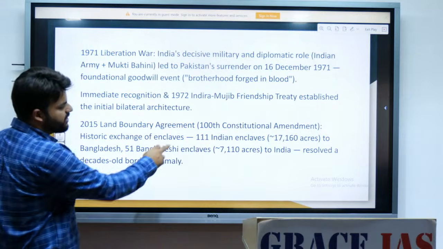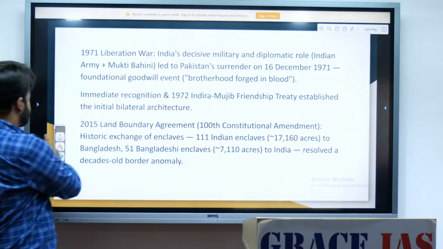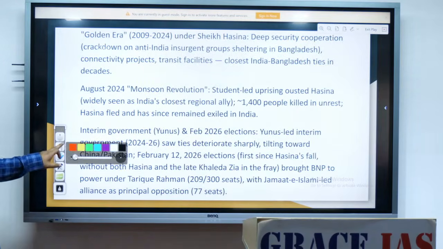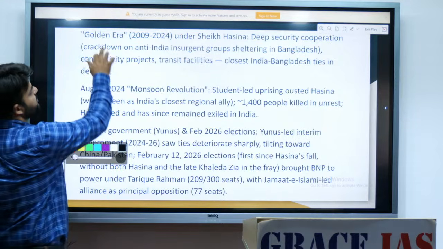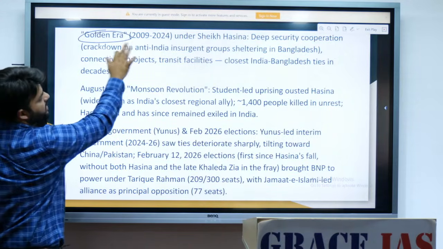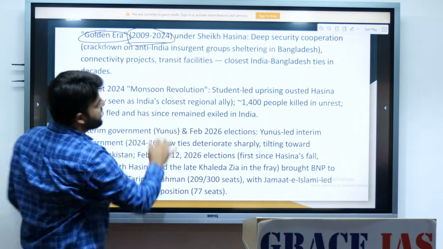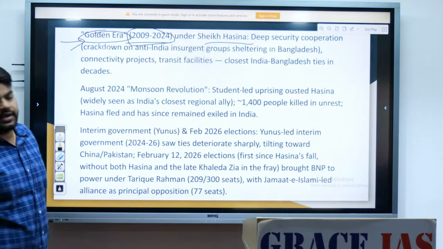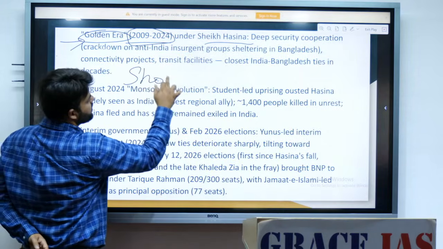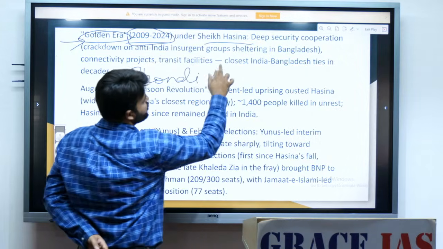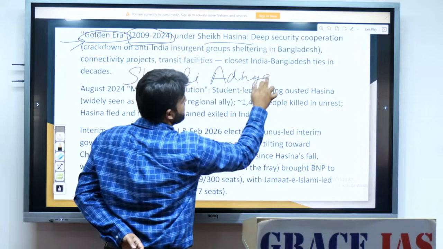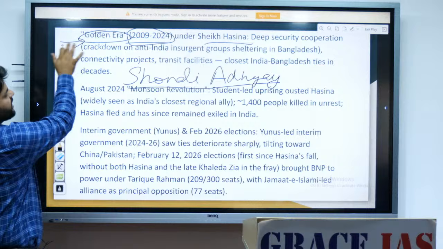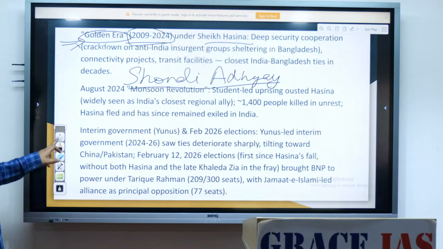This is the 100th Constitutional Amendment Act. Now, the relationship between India and Bangladesh from 2009 to 24 under Mrs. Sheikh Hasina is known as the Golden Era, and it is also very famously called Shonali Adhyay, which essentially means golden period. You can write Golden Era or this, whichever you feel more comfortable with.